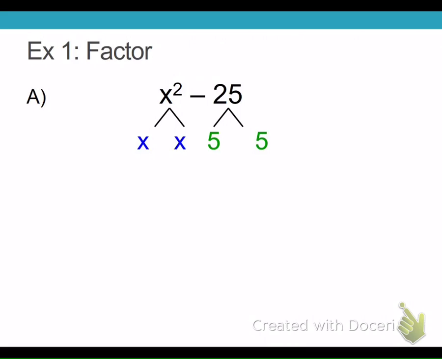Now I'm going to write these in binomials. One of these goes here, one of these goes here. And then we have the same idea, but with a negative. Now, you could write it x minus 5 times x plus 5. That would be the same thing. Whatever number times itself gives you the first term, that goes in the front. Whatever number times itself gives you the last term, that goes in the back. One gets a plus sign, one gets a minus sign. What are your questions? Okay, here's our next one.